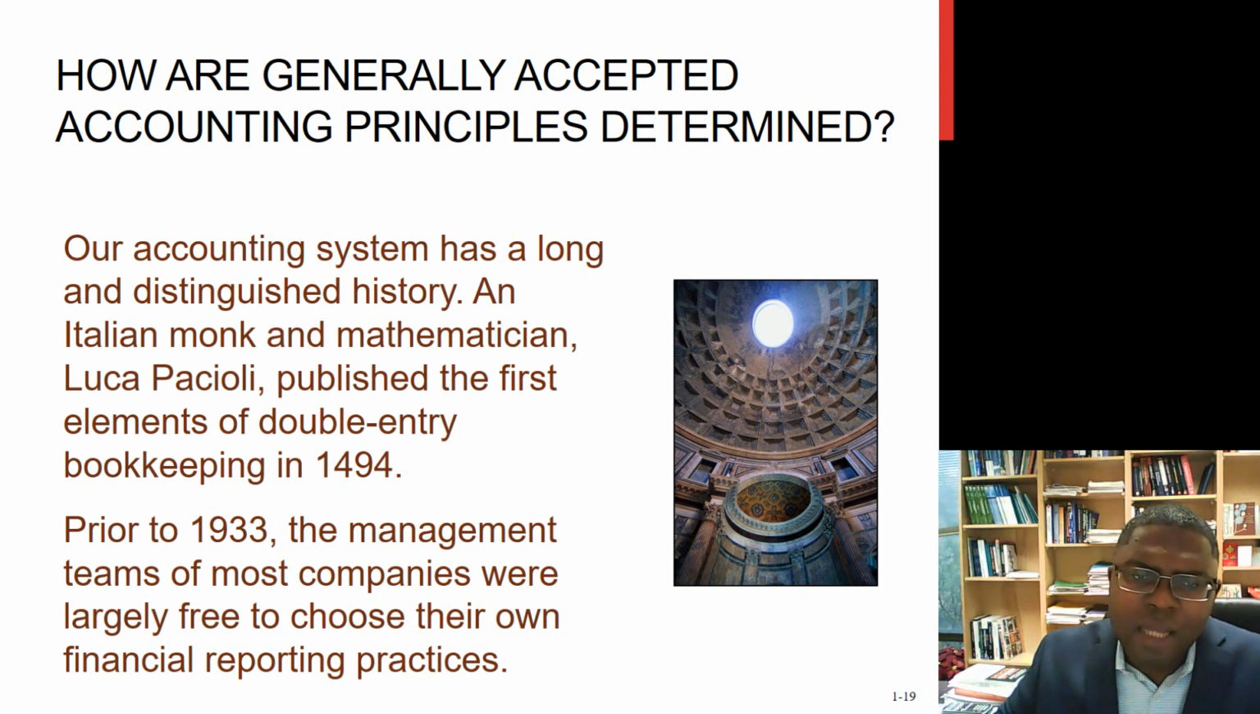A brief history about that: it was actually put in place sometime in 1494 by an Italian monk and mathematician, Pacioli. He actually published on double entry bookkeeping. Prior to 1933, management of most companies were largely free to publish or develop their own financial reports in their own way. The problem with every company doing their own financial report their own way is that there is no uniformity, and in the absence of uniformity, we cannot do comparison. So comparability is difficult. The accounting rules, GAAP, that are put in place help us to be able to compare two or more companies.